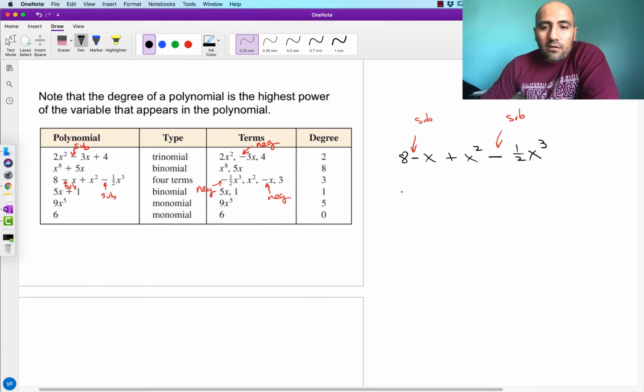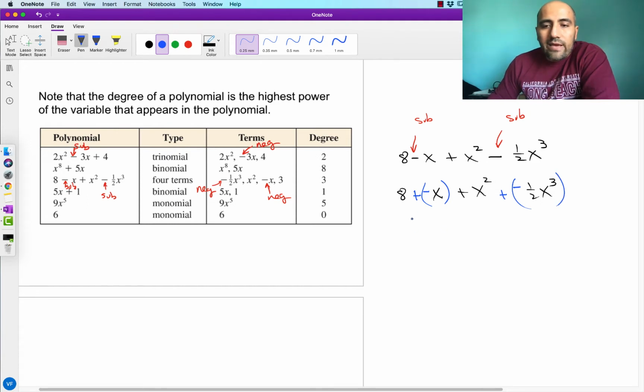So we can use our arithmetic skills to rewrite this as an addition of a negative x plus x squared, and then an addition of a negative 1/2 x cubed. So now we've met the technical definition of a polynomial. We have a sum of 4 different terms. 1 term, 2 terms, 3 terms, 4 terms. It's a sum of 4 monomials. Now it's technically a polynomial. So, I mean, it fits the definition clearly.